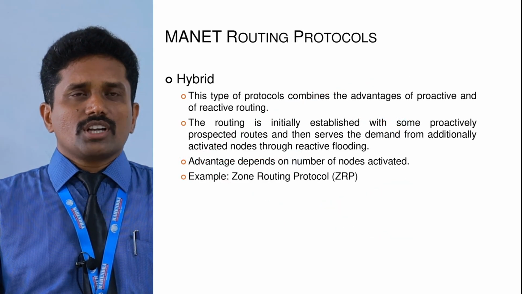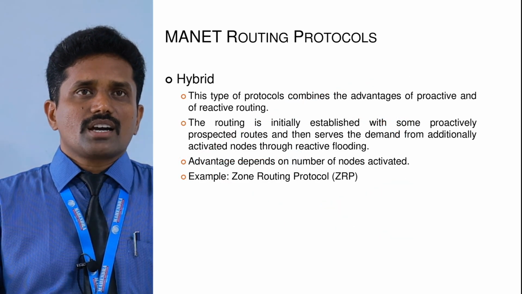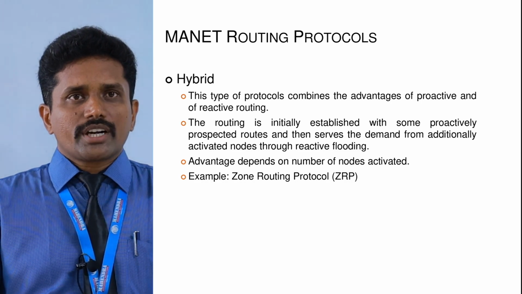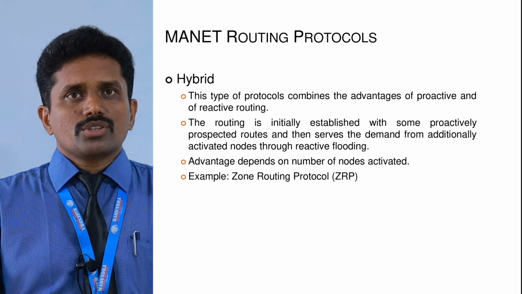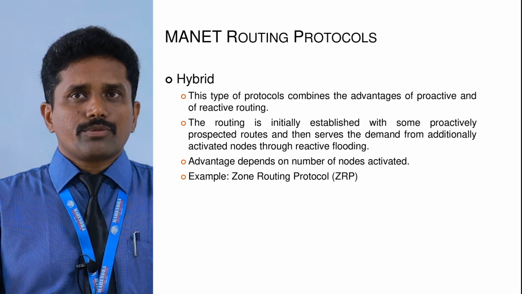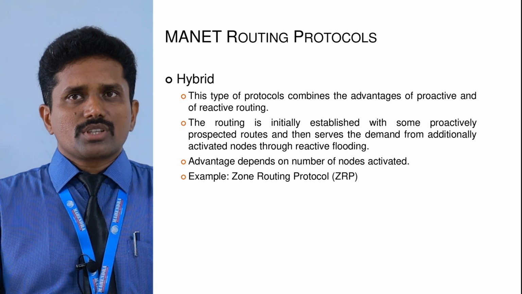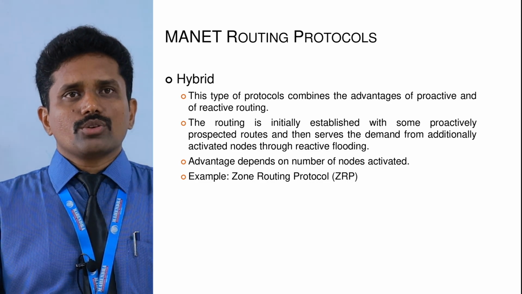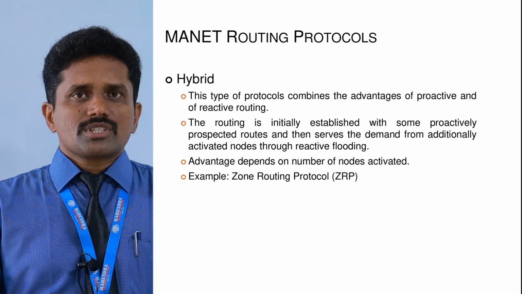The third type of routing protocol is hybrid. It is a combination of both proactive and reactive protocols. This type of protocol combines the advantages of proactive and reactive routing. The routing is initially established with some proactively maintained routes, and then serves the demand from additionally activated nodes through reactive flooding. The advantage depends upon the number of nodes activated.